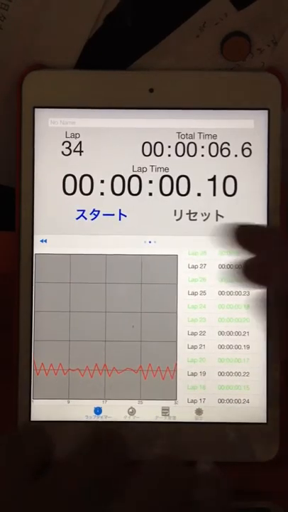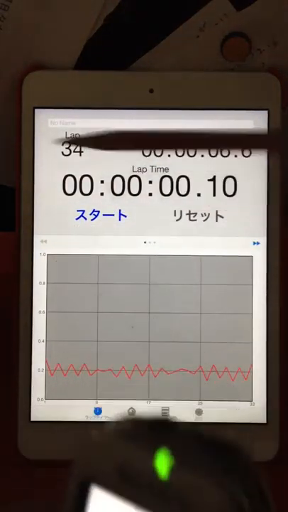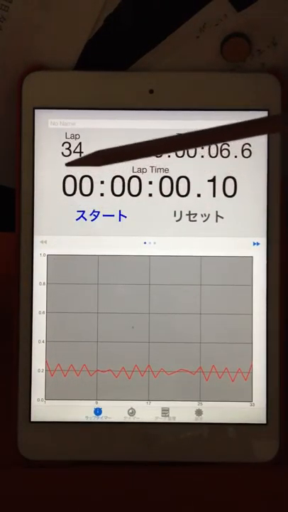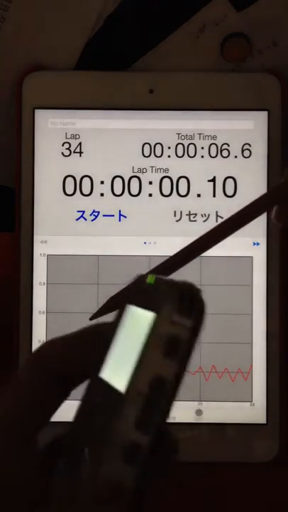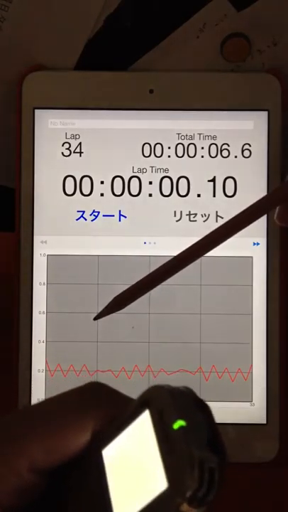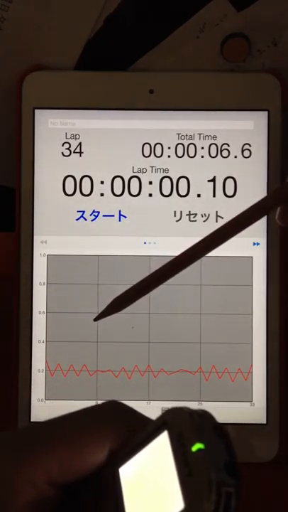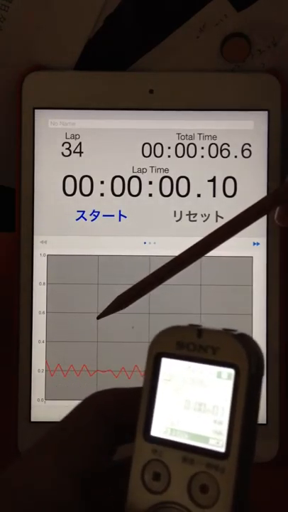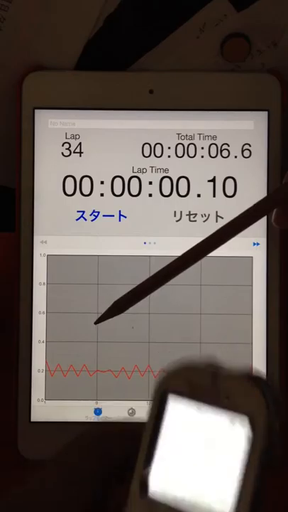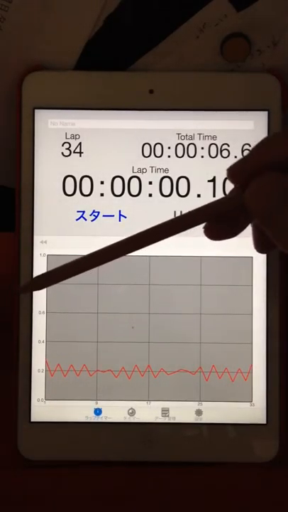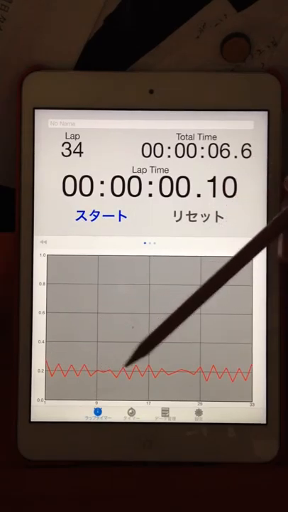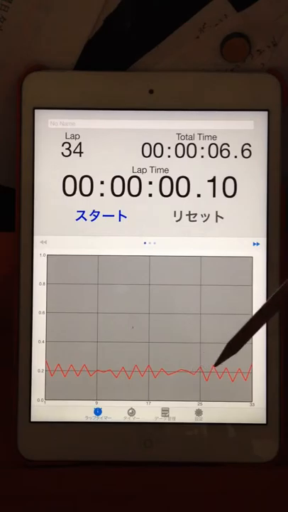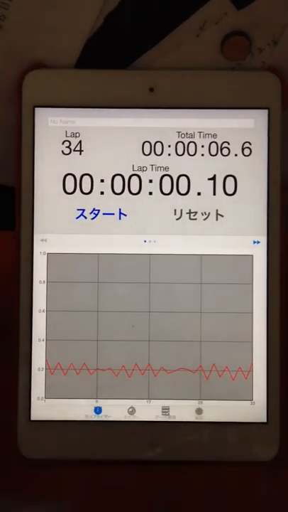normal, irregular bounce. Let's this. So I'm going to play the piano.